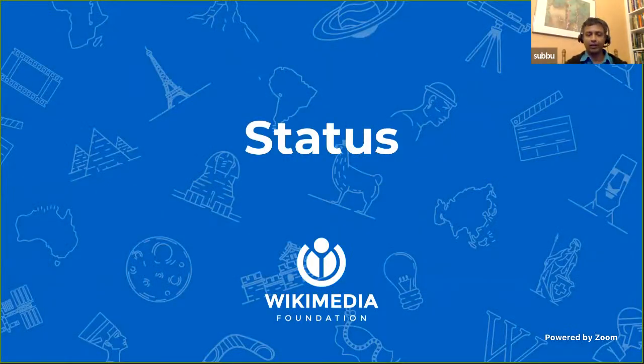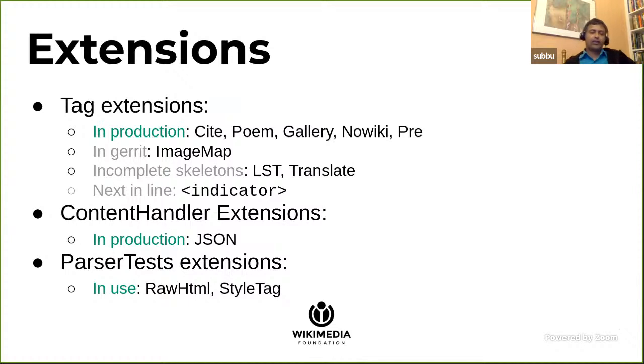So what is the status right now? Currently, Parsoid has implemented, migrated a whole bunch of extensions already. Some have happened right from the very beginning, like Cite, for example. Cite, Poem, Gallery, NoWiki, and Pre, these implementations currently live in the Parsoid code repository, but they strictly adhere to the API and hooks that we went over in the talk today. And these are all in production right now, which is a proof of concept that this works.